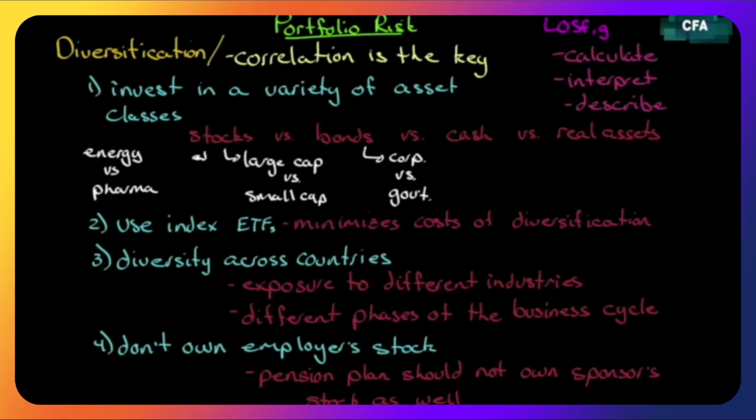So how do we achieve diversification? Number 1, invest in a variety of asset classes: stocks versus bonds versus cash versus real assets. And even within stocks, you can say, well, energy versus pharma, or large cap versus small cap. In bonds, corporate versus government bonds. Use index ETFs rather than going into stocks and saying, well, I need 8 or 10 different stocks to diversify. Use an index ETF. It minimizes the costs of diversification, and it is diversified across that asset class.